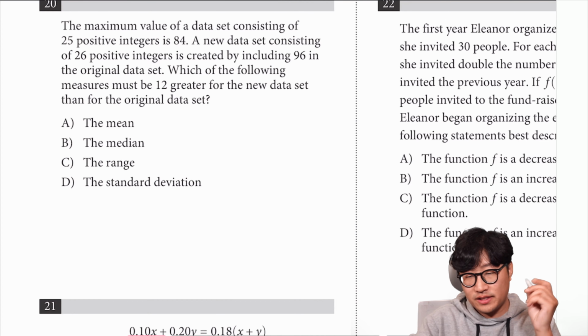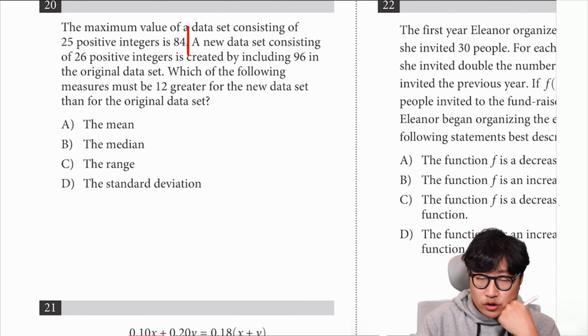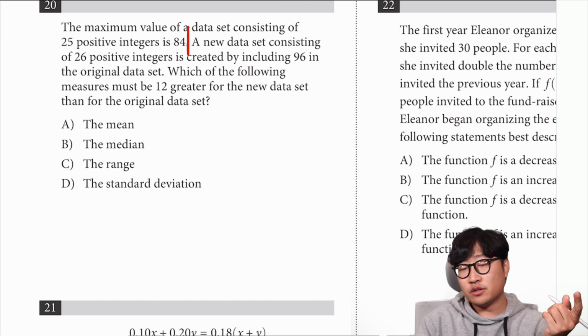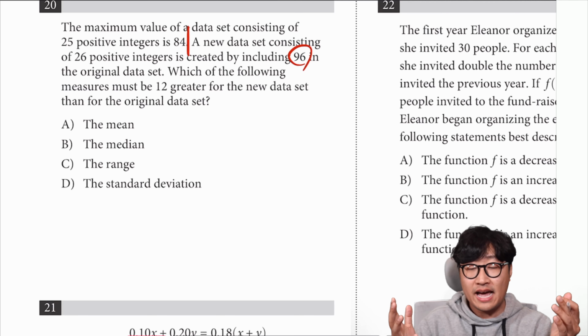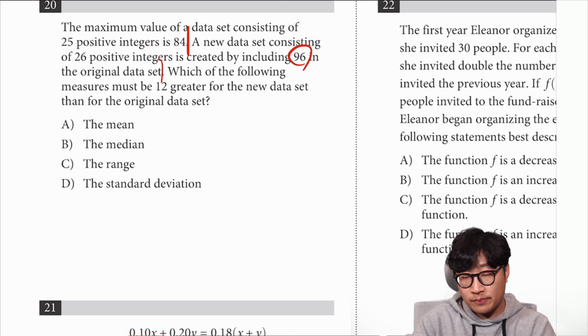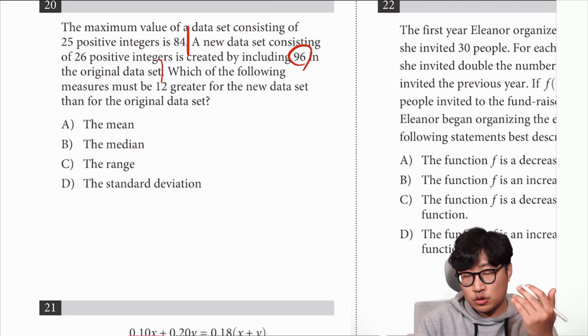Number 20. The maximum value of a data set consisting of 25 positive integers is 84. So that's the biggest value. A new data set consisting of 26 positive integers is created by including a 96. So new biggest value, right, compared to the original data set. Which of the following measures must be 12 greater for the new data set than the original data set?